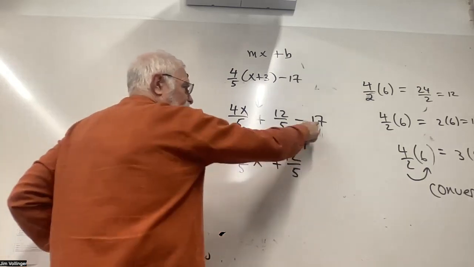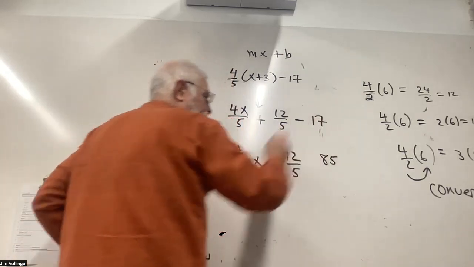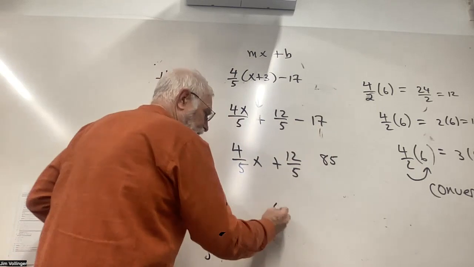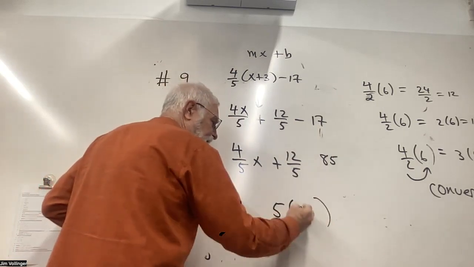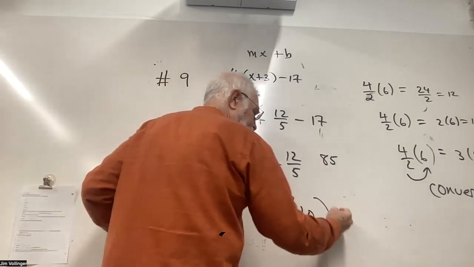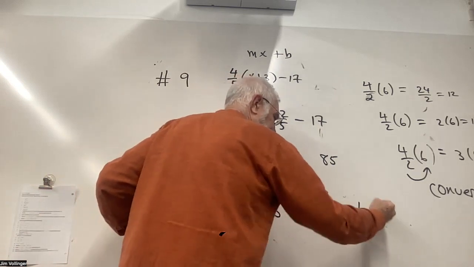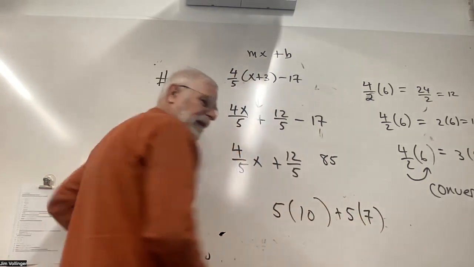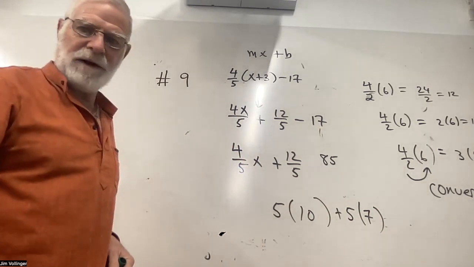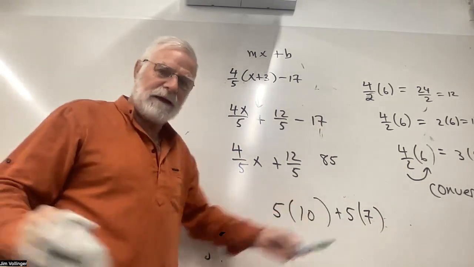I'm going to take 5 times 17, and I'm going to get 85. And how did I do that? I did 5 times 17. I did 5 times 10, and 5 times 7. 50 and 35. Okay, don't need to put it on paper. Just learn to do that.